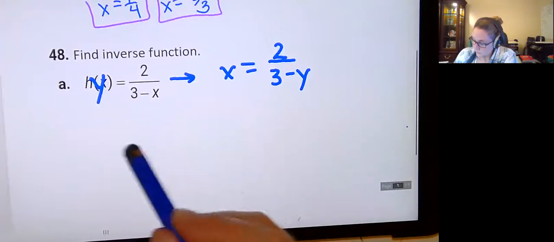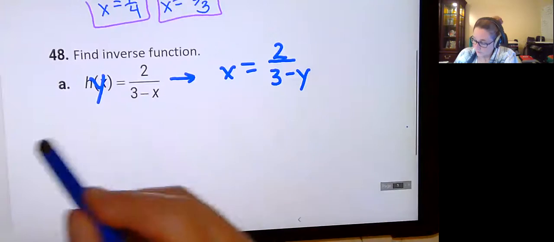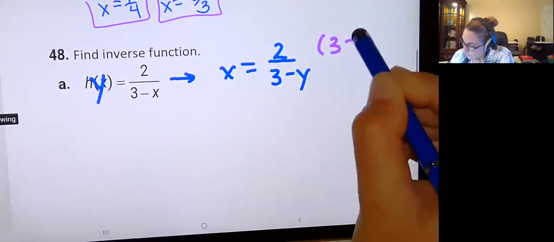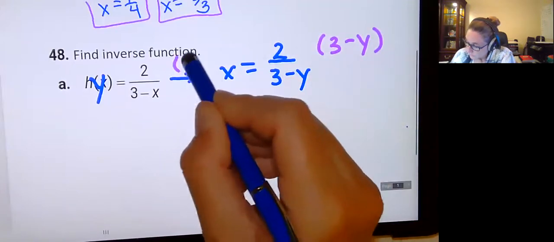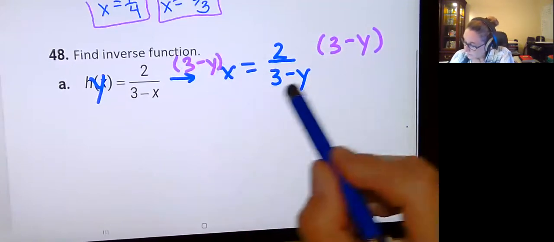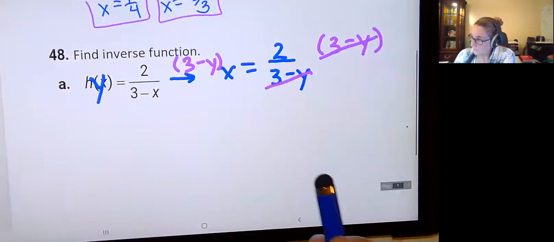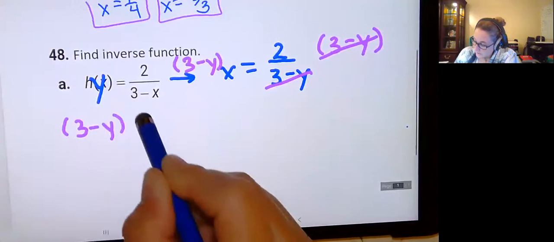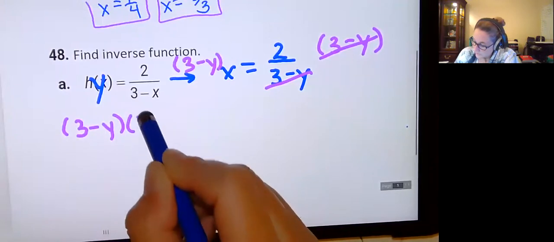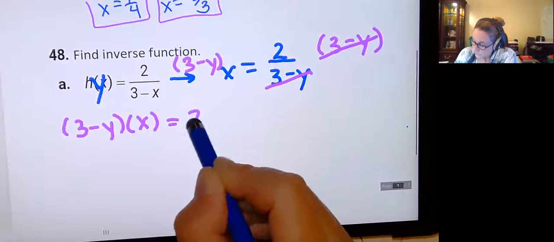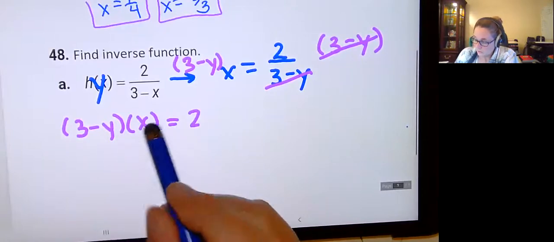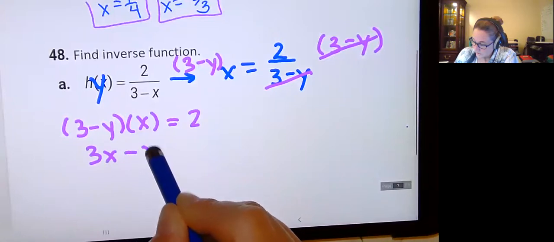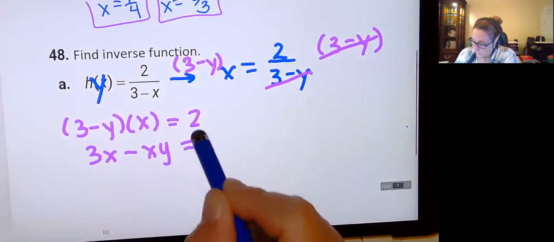So what I'm going to do is I'm going to multiply both sides by 3 minus y. Okay, so I'm going to multiply this by 3 minus y, and then I'm going to multiply this by 3 minus y. When I do that, this and this cancel out, and I'm going to get 3 minus y times x equals 2. So I'm going to distribute this. So I'm going to get 3x minus xy, or yx, equals 2.